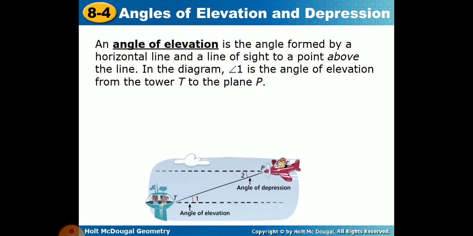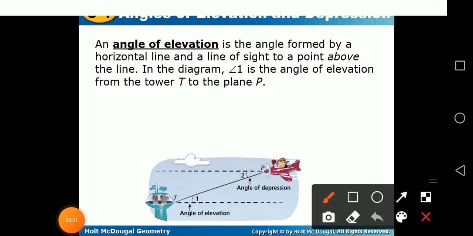Angle of elevation, guys, is the angle formed by a horizontal line and a line of sight to a point above the line. So we have here, as you see, the angle of elevation. We have the horizontal line and the line of sight above. So this is the angle of elevation. It's like the elevator when it goes up.